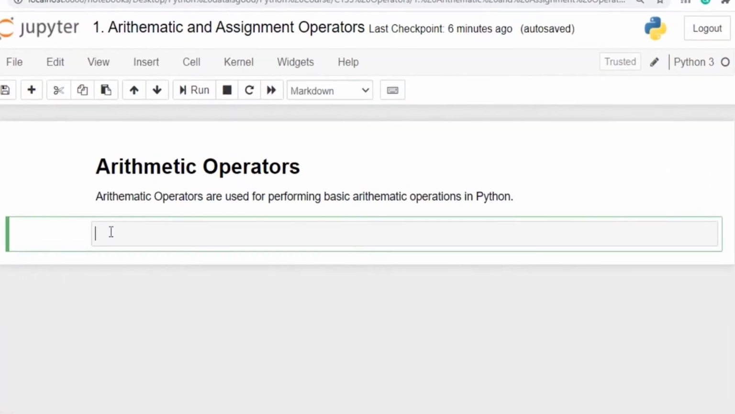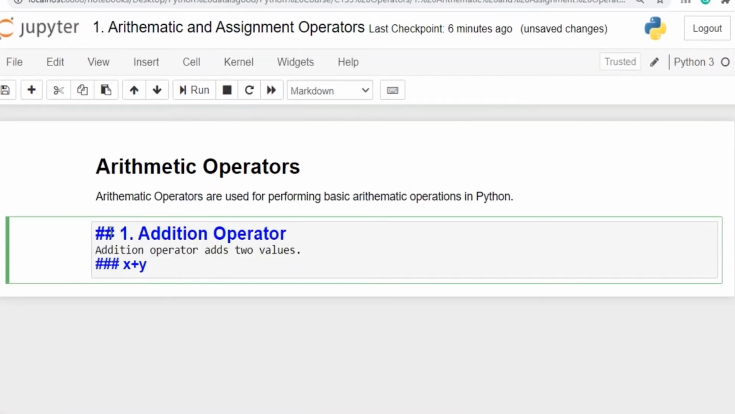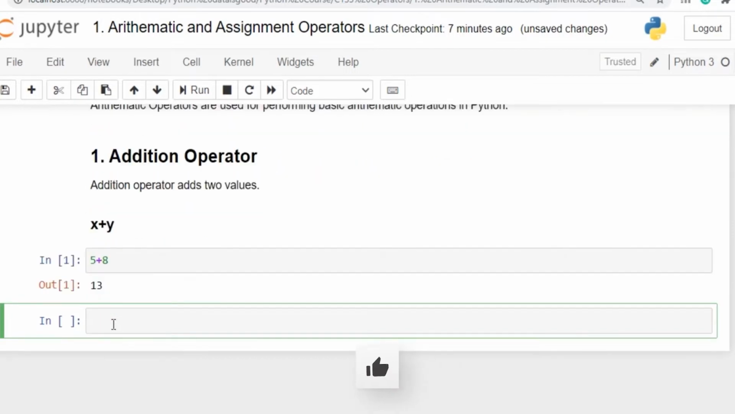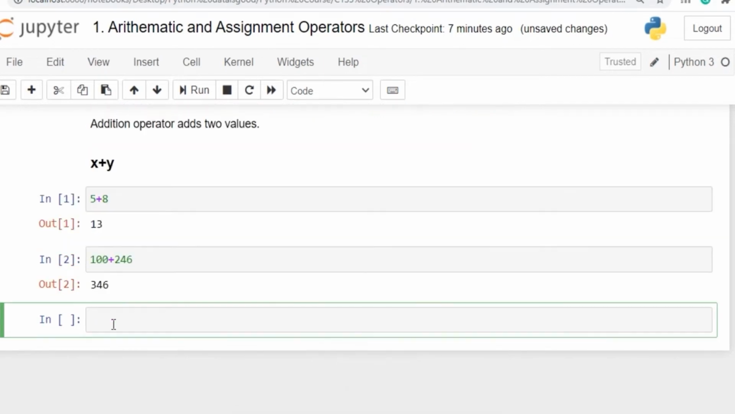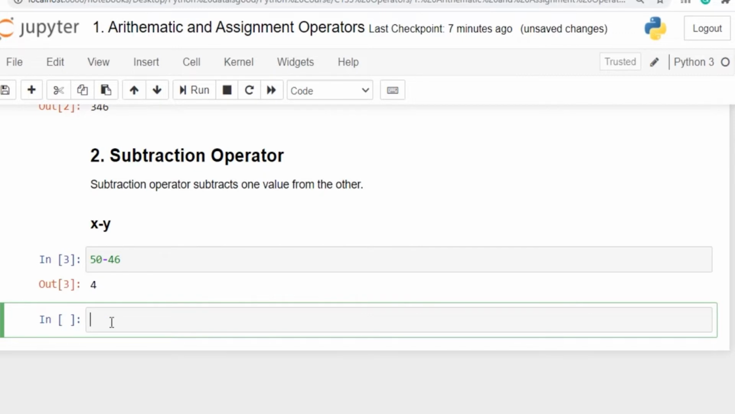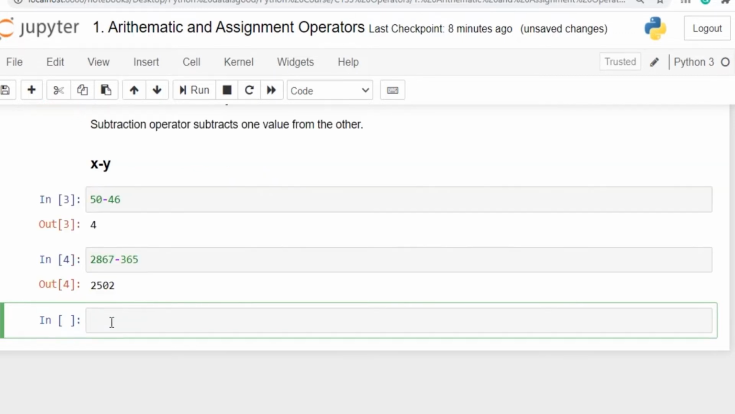Let us start with the addition operator, which adds 2 values. For example, x plus y. 5 plus 8 is equal to 13. 100 plus 246 is equal to 346. Then we have the subtraction operator, which subtracts one value from the other. For example, x minus y. 50 minus 46 is equal to 4. 2867 minus 365 is equal to 2502.